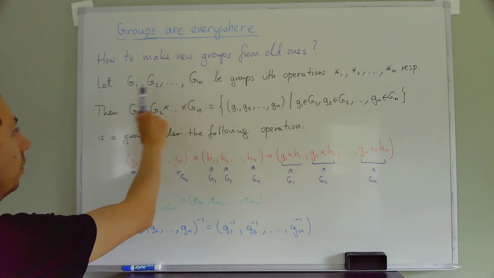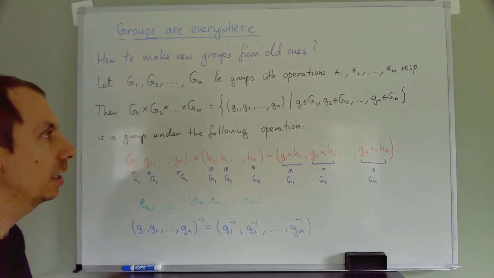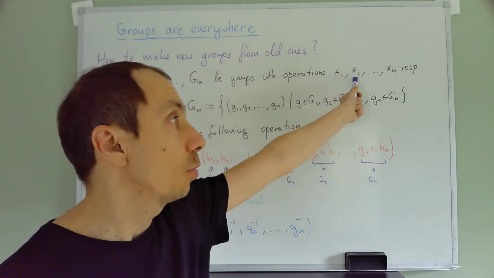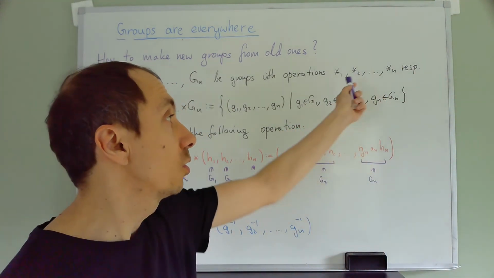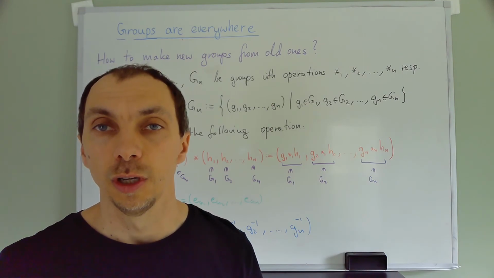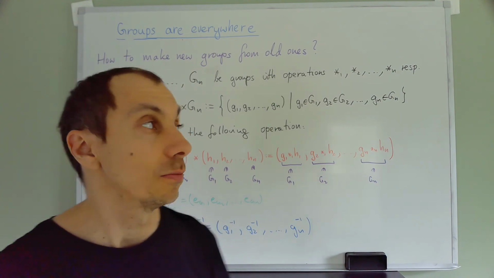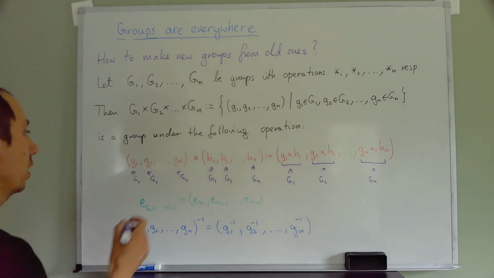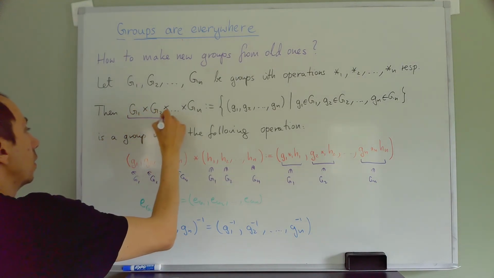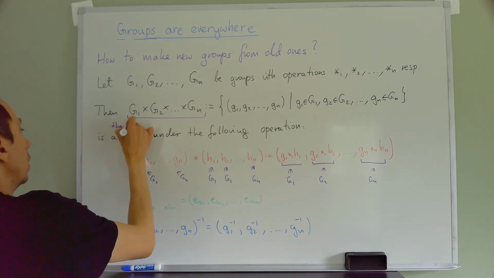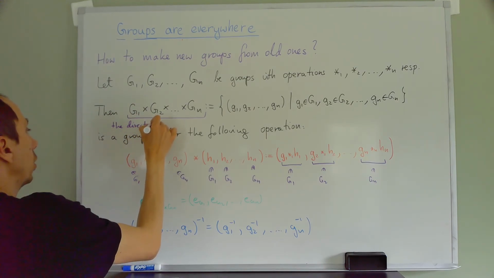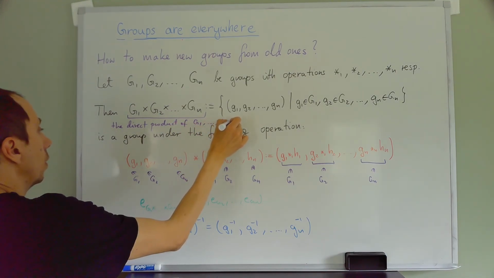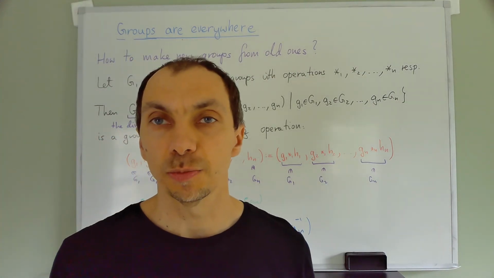Suppose that I have n groups, G1, G2 through Gn, and they each come, of course, with their own binary operation, which I denoted by *1, *2 to *n. So I'm putting the subscript underneath the star to tell you which group this operation refers to. Then I'm forming a new group that is called the direct product of G1 through Gn. So what does a direct product look like?